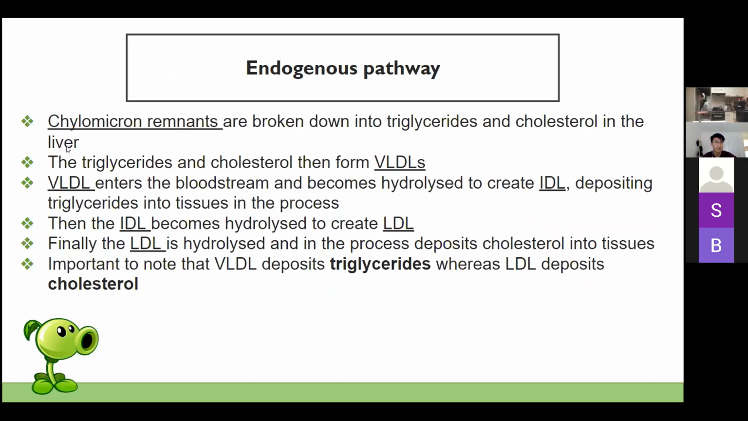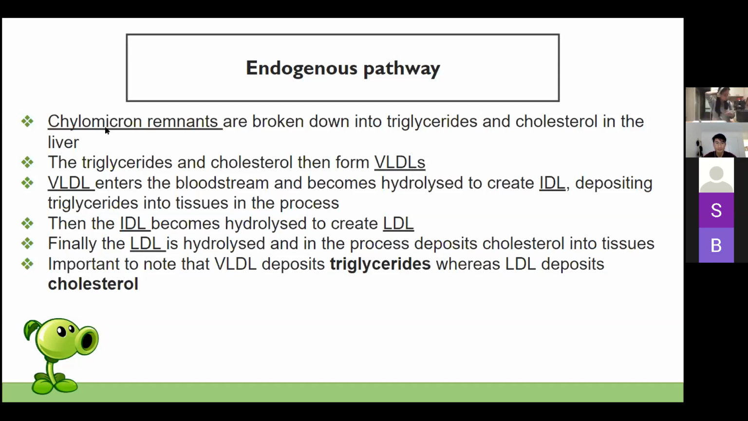Okay, so remember I was talking about how some of the chylomicrons don't actually get into the bloodstream and deposit fat into tissues. Some of it actually goes into the liver, right? I actually don't know why it happens, but you just got to remember. Anyway, in the liver, they get broken down to triglycerides and cholesterol. And what this triglyceride and cholesterol does in the liver is that it forms VLDLs, or very low density lipoproteins, right?